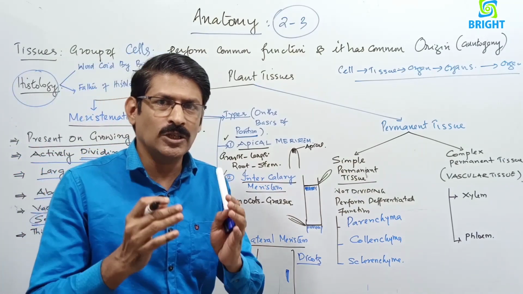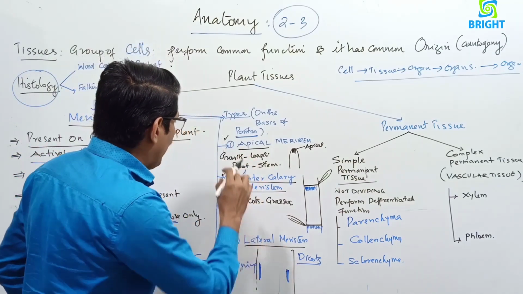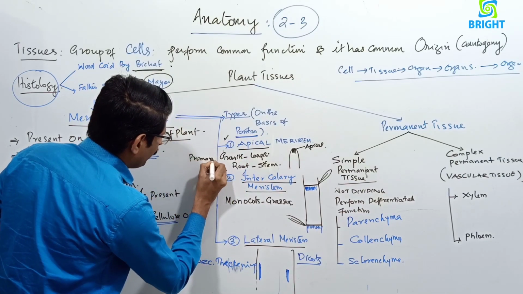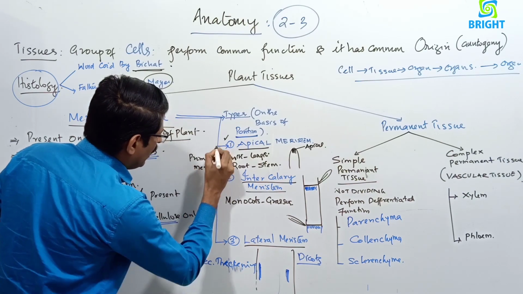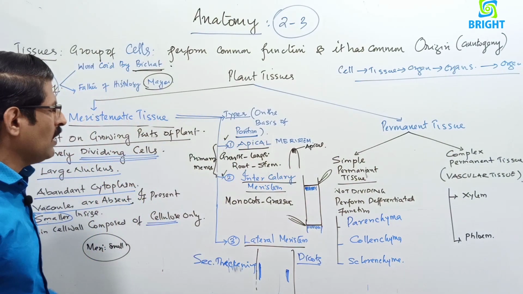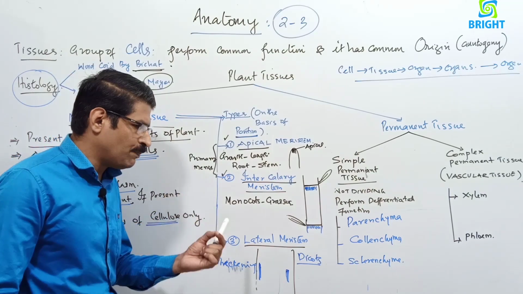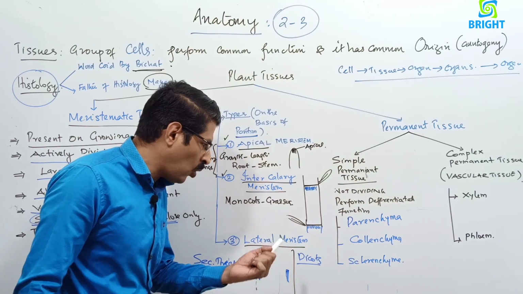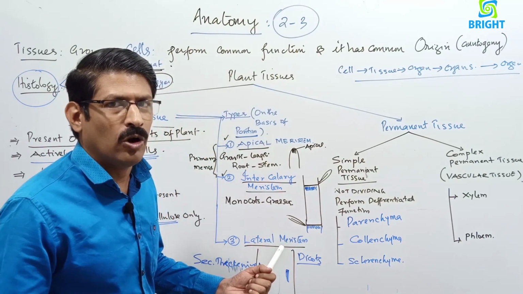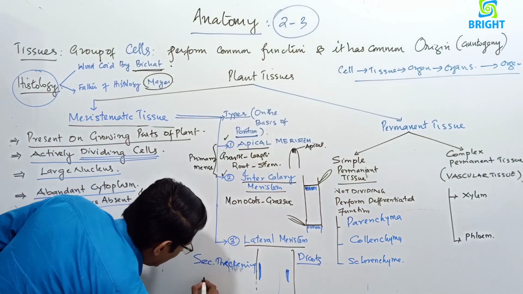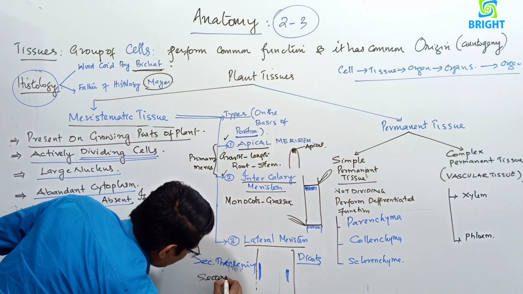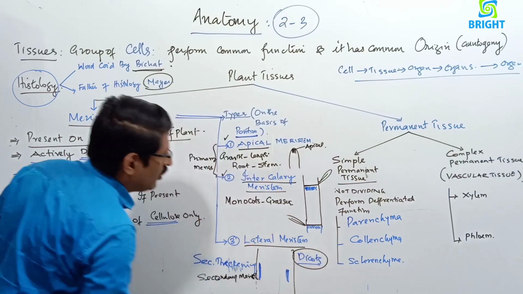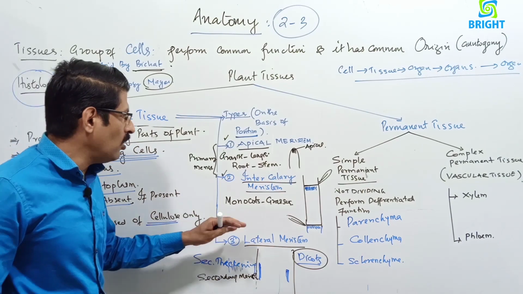From the embryonic stage onwards, this meristem is present. So apical meristem and intercalary meristem are called primary meristem because they are present from the embryonic stage. But the lateral meristem, like vascular cambium and cork cambium, develops later in their life, so it is called secondary meristem. Secondary meristem is present only in dicots.